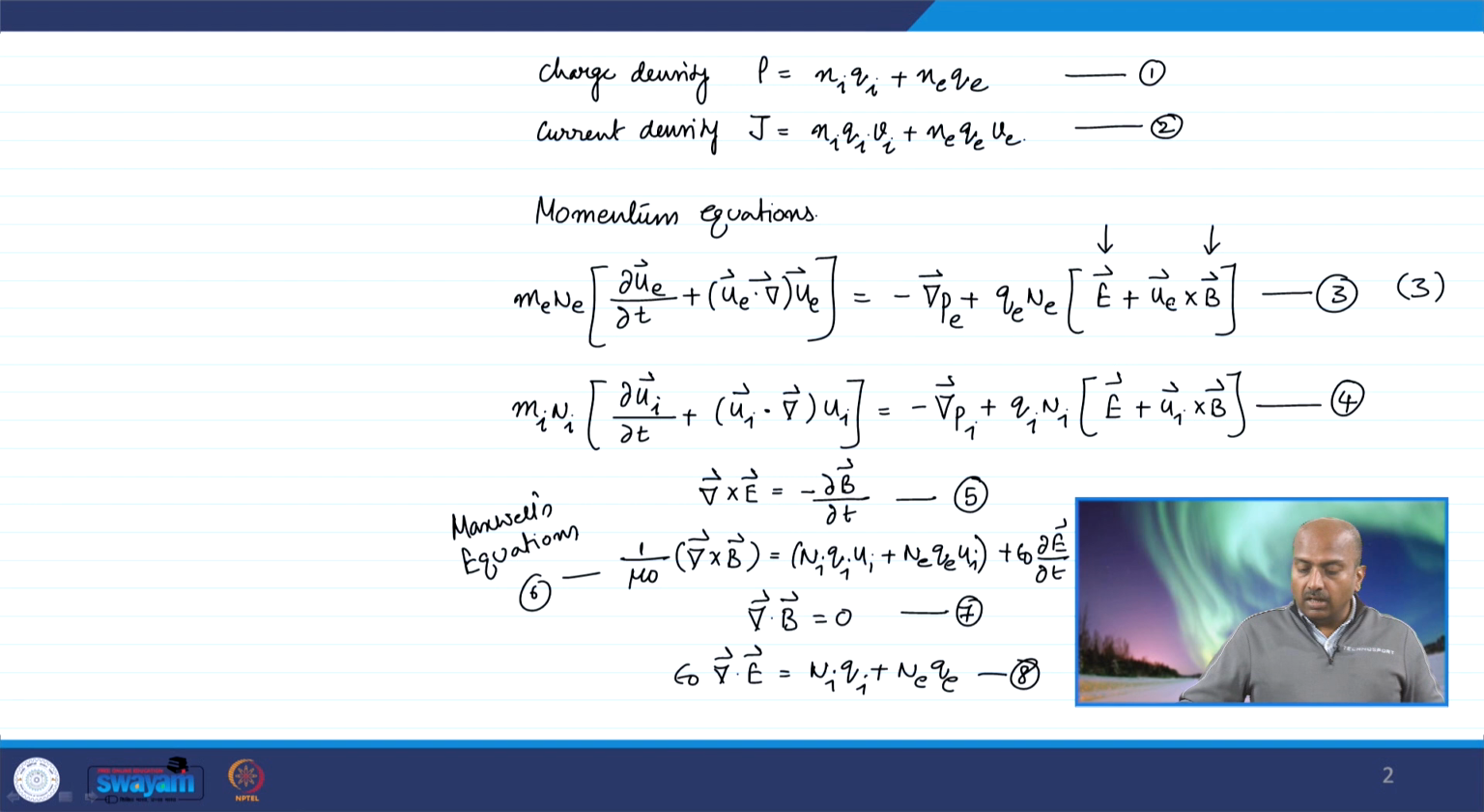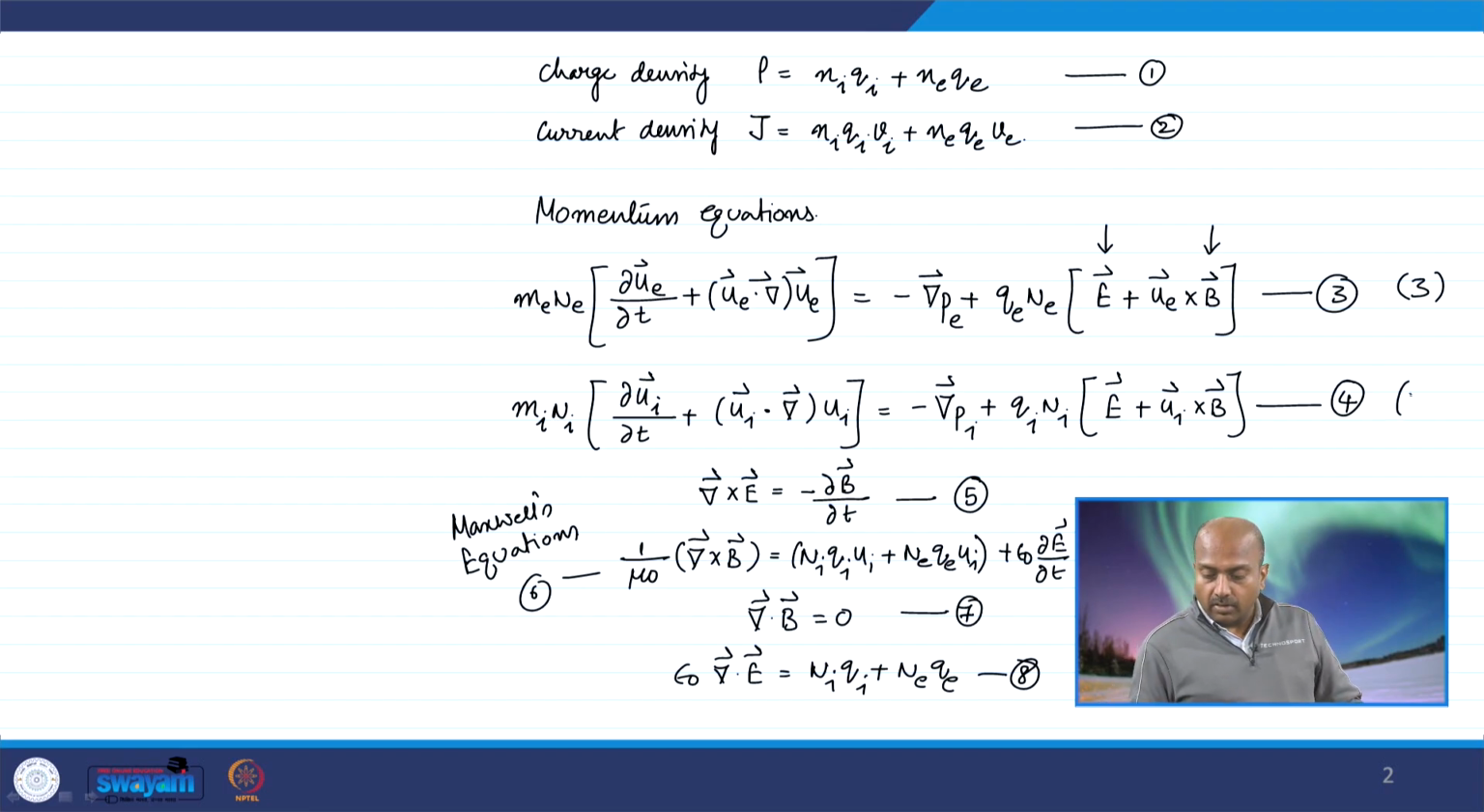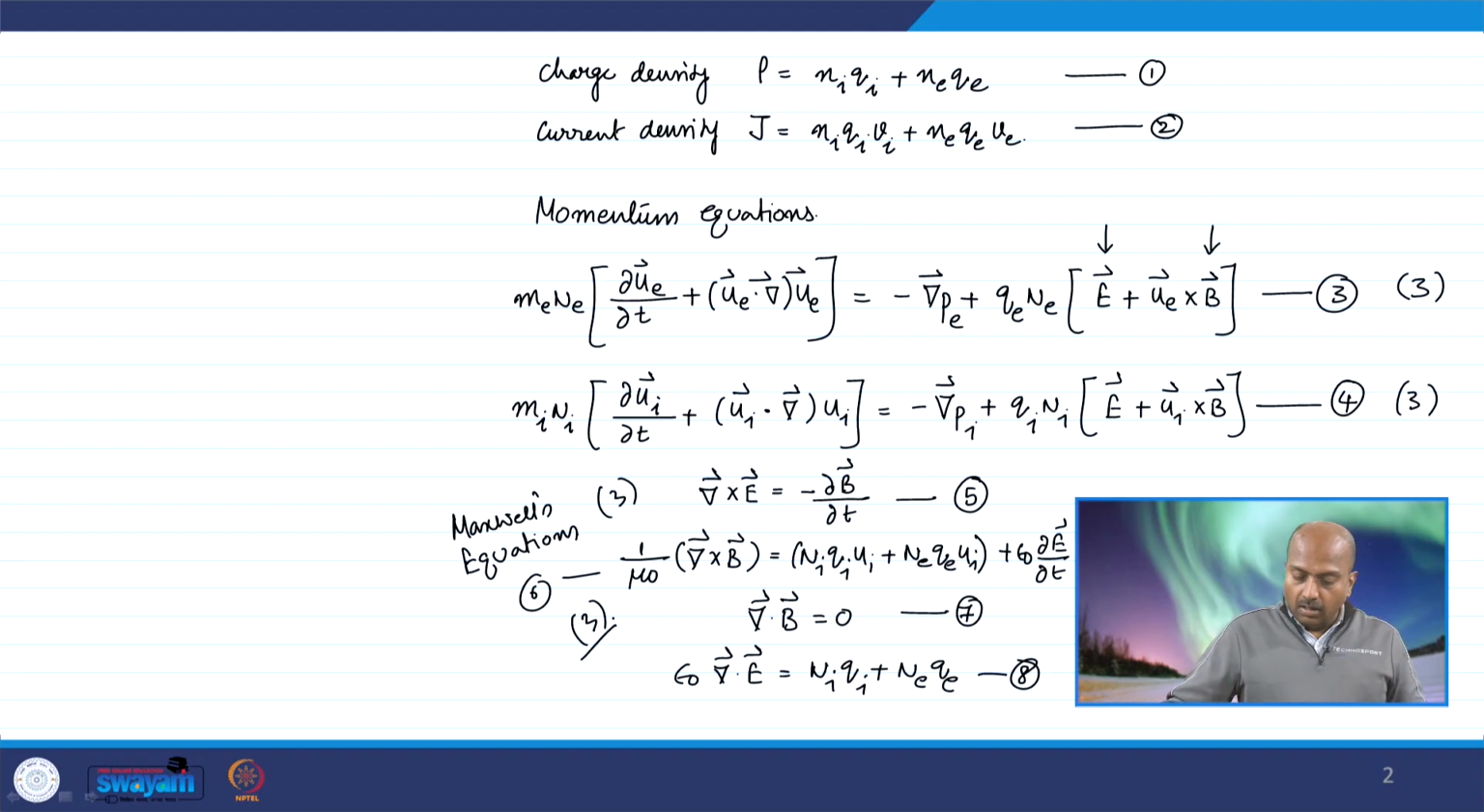Right? Similarly, equation number 4 is also a vector equation, which can be written again in 3 different components. Equation number 5, a curl equation, is again a vector equation. Equation number 6 is again a vector equation. So you have 3 equations here, 3 here, and 3 here, right? And then the other equations are scalar equations.